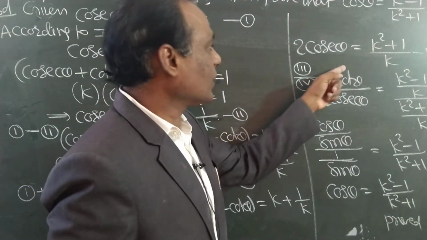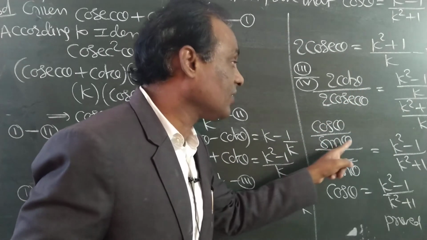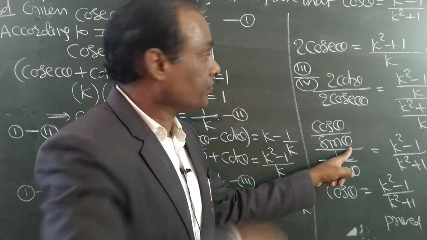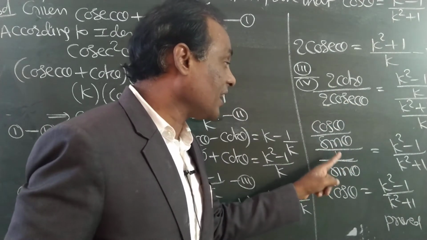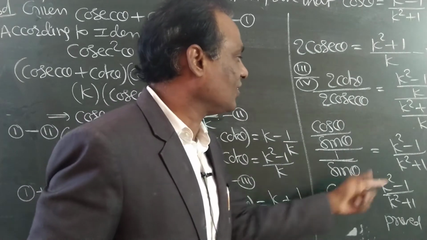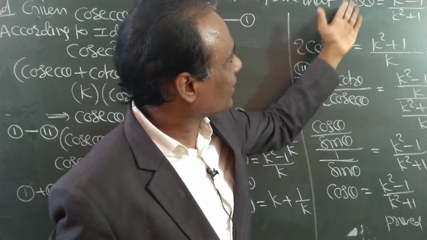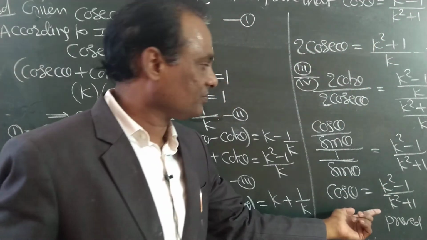Left side, 2 cancels. Cot theta is equal to cos theta by sin theta. See the formulas list. Cosecant theta formula is 1 by sin theta. Sin cancels. Cos theta is equal to this. So see the proof, exactly complete we got. Left side, right side, everything we got.